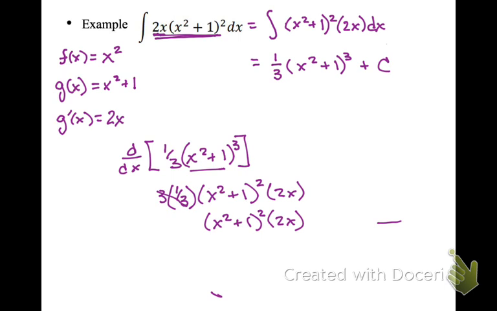It didn't go anywhere. Where did it come from? This 2x came from the derivative of the inside here, didn't it? Where did the 1/3 come from? This was our answer, our antiderivative. So to prove it, we took the derivative of the antiderivative. But originally, where did this 1/3 come from? Because we divide by this. Isn't dividing by 3 the same as multiplying by 1/3? Yes. So that's where it came from.